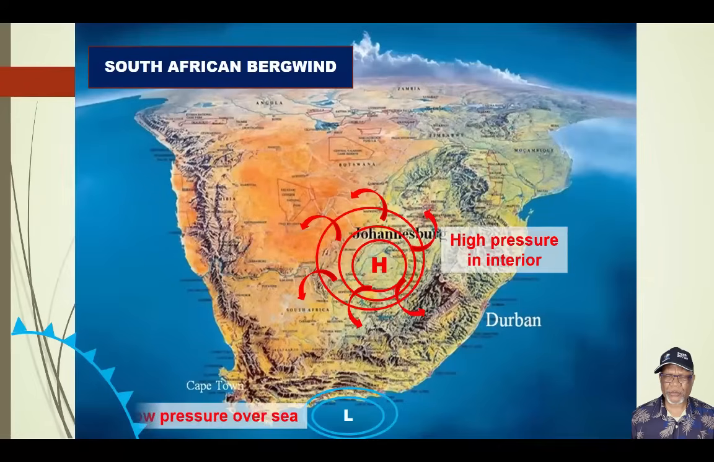Okay. Now what do we have there? We have your Berg winds. You must be able to define what Berg winds are. Berg winds are hot, dry winds that blow from the interior to the coast during summer.